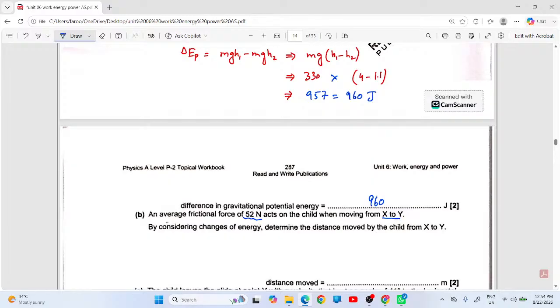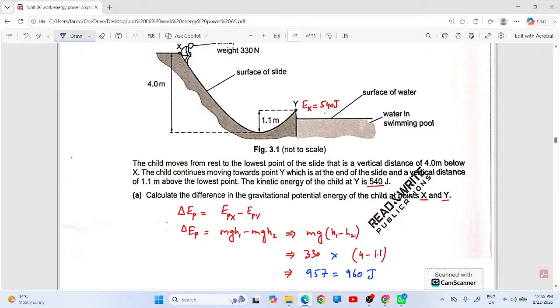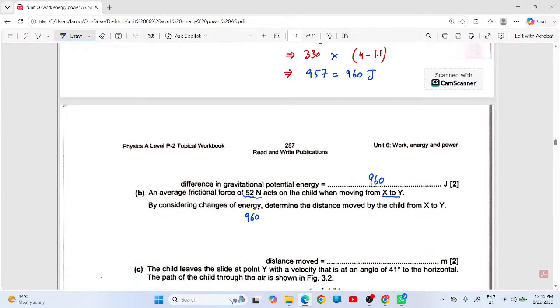Act on a child when X to Y. The difference in kinetic energy is the difference of 960, and the child has how much in Y? 540. The remaining energy is the work done against friction, 420 joules.